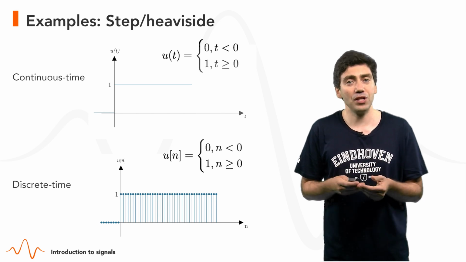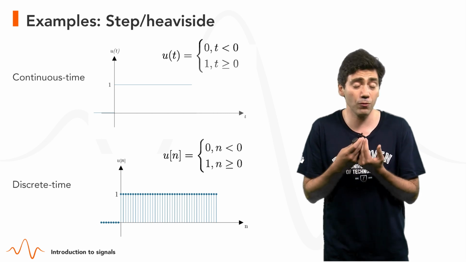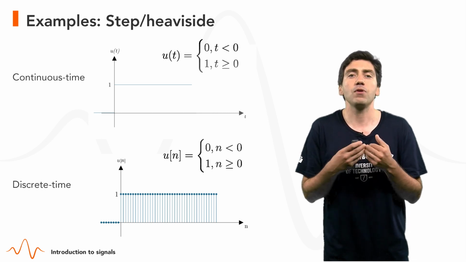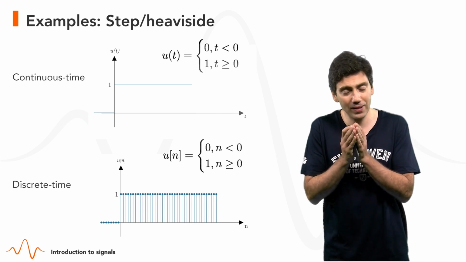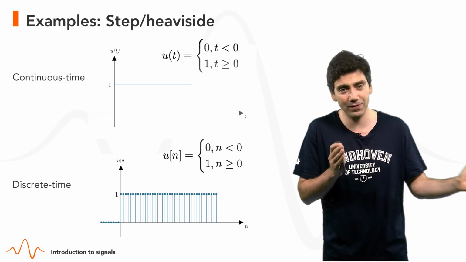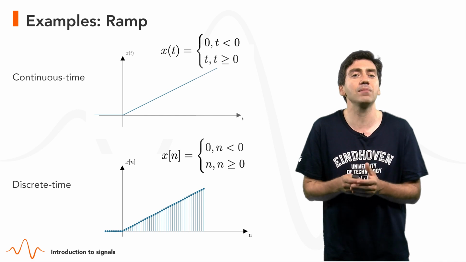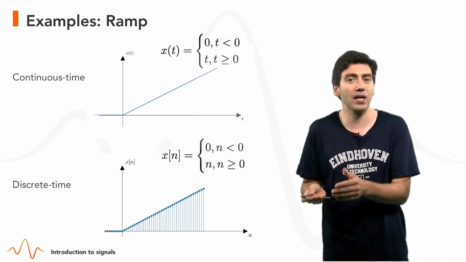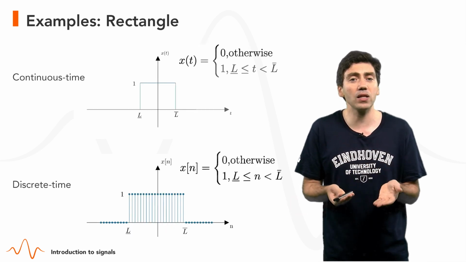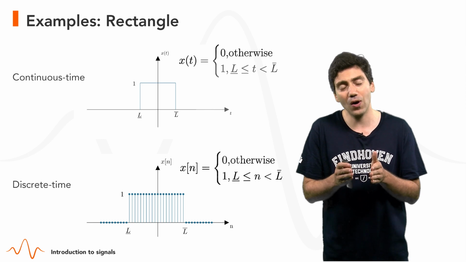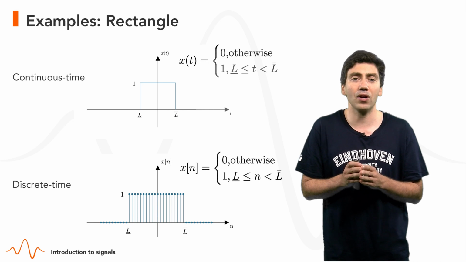In discrete time, the definition is similar. This is a very important function. Often, if we have a signal that starts at 0, we multiply by the Heaviside function, and we immediately are guaranteed that the signal is 0 for negative time. For instance, the next function here, the ramp, I can just say that it's t times the Heaviside function. Same in discrete time, it's n times the Heaviside function. Finally, we have the rectangle, which is 0 outside of a bounded interval from L underline until L bar.